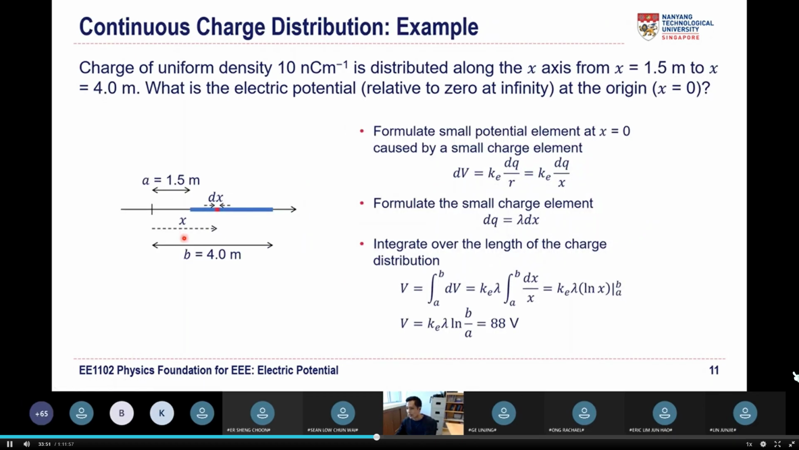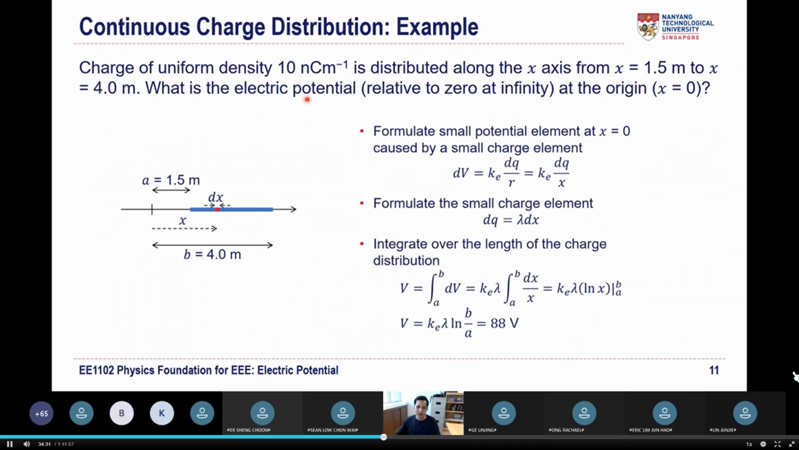So we can take a look at this example of a continuous charge distribution, calculating the electric potential. Okay. So the charge is of uniform density. This is a uniform density rod. It has 10 nanocoulombs per meter, so it's a line charge density. It's distributed along the x-axis from 1.5. So the rod extends from 1.5 to 4. That means the length of the rod is what? It's going to be 2.5 meters.